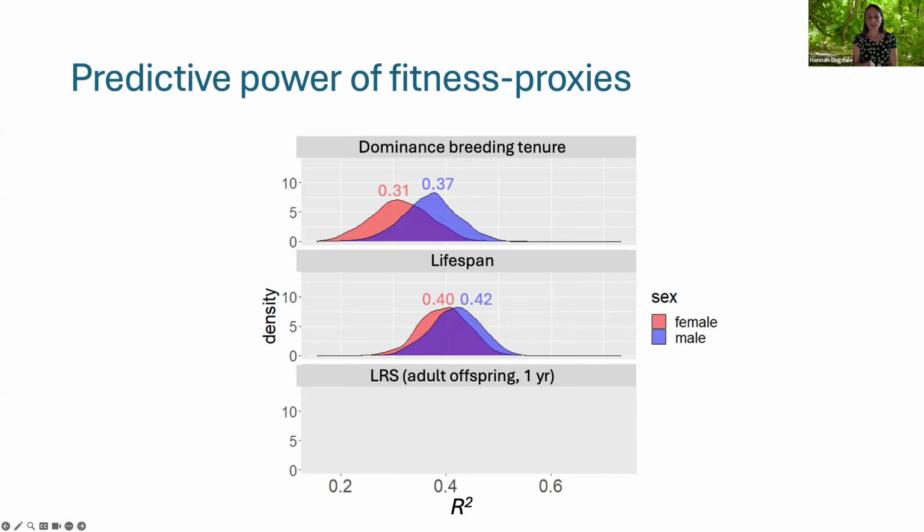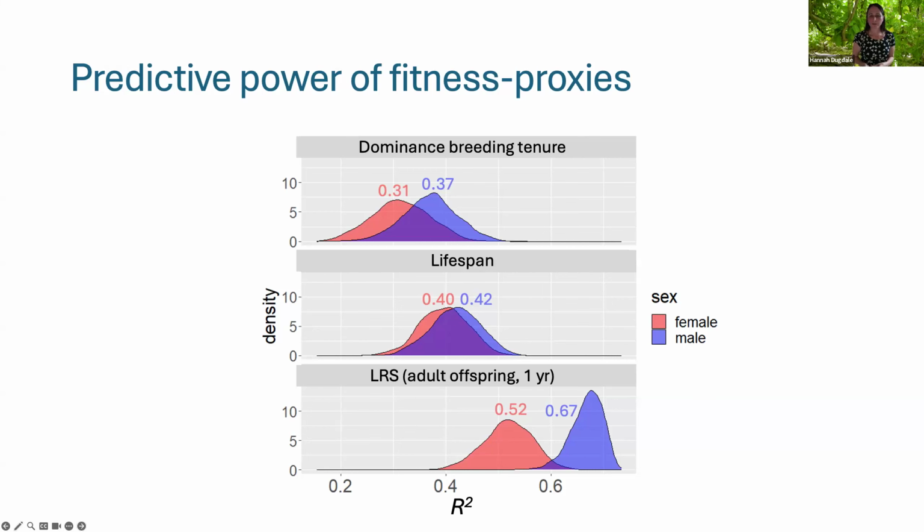There was a greater predictive power slightly for lifespan, and it was similar between the sexes. And for lifetime reproductive success, the predictive power went up, and it was surprisingly high, 0.52 for females and 0.67 for males. And that's potentially due to males having much more variance in reproductive success.